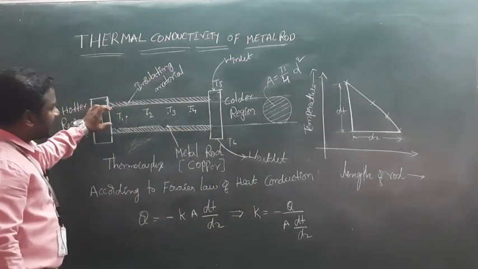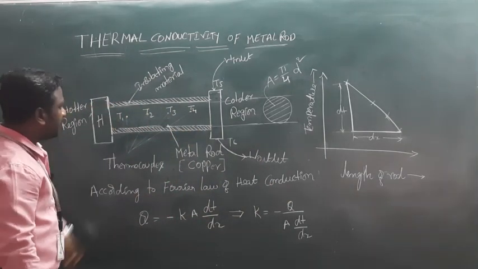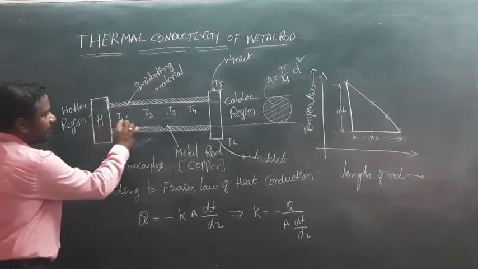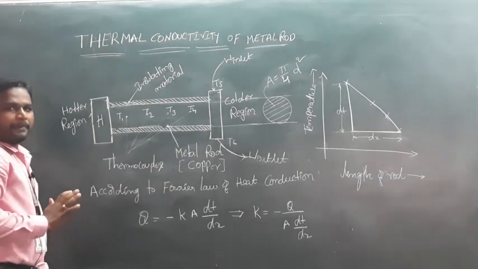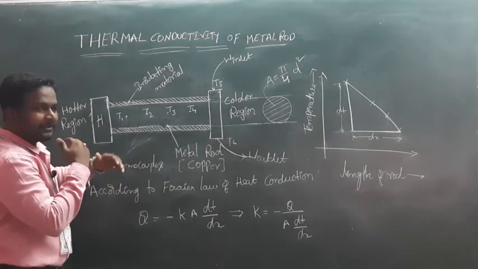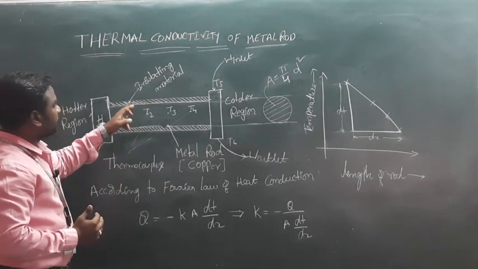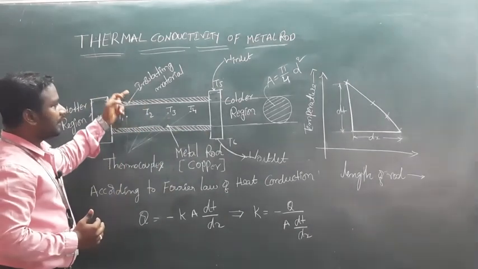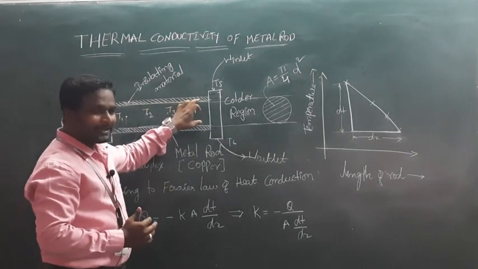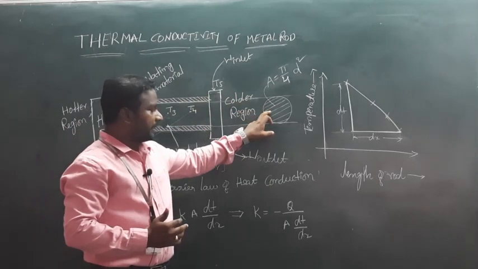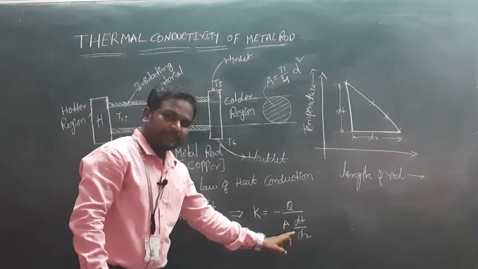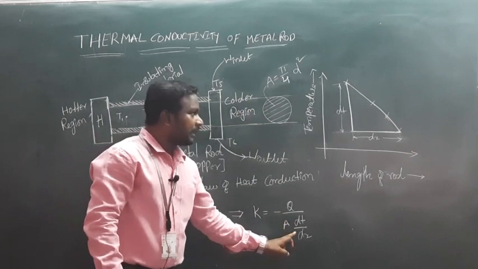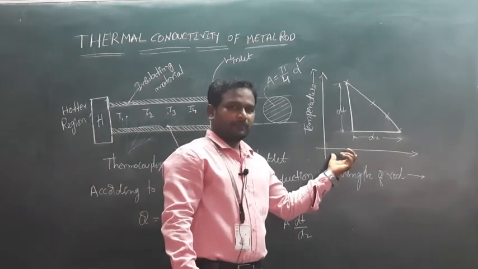Here we are considering the cross sectional area only because heat is transferring along the longitudinal direction, not in the radial direction, because here we provided insulation to the rod to resist the flow of heat in the radial direction. That's why we considered the cross sectional area only. After that, dT by dx means temperature gradient. The temperature gradient is calculated by using the graph.